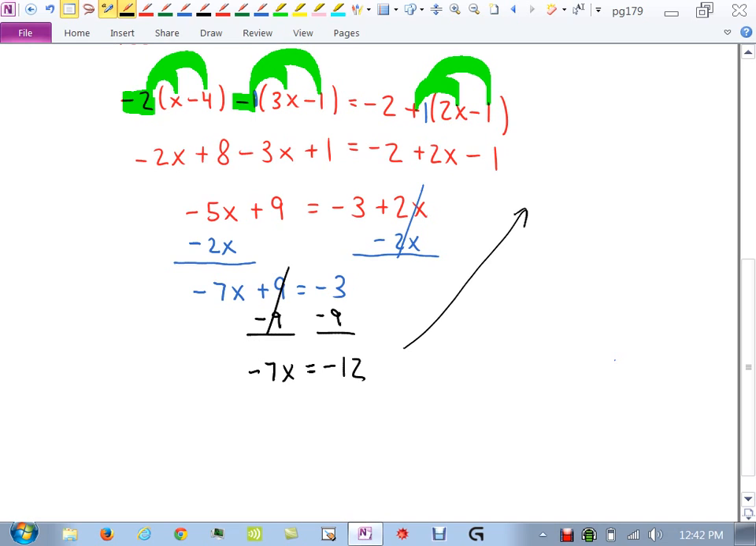Next thing is to divide both sides by negative 7, right? So I'm doing negative 7 on the left, negative 7 on the right. Negative divided by negative, positive. And you can just leave it as 12 over 7 because that can't be reduced.